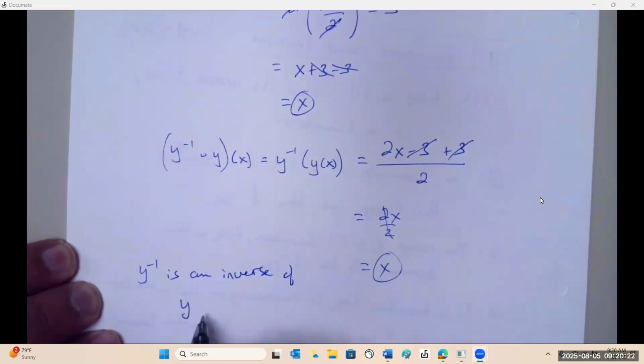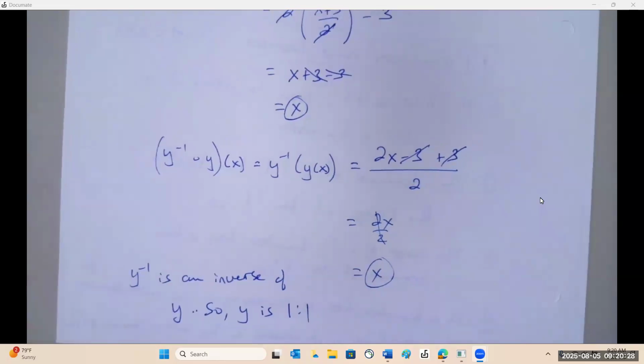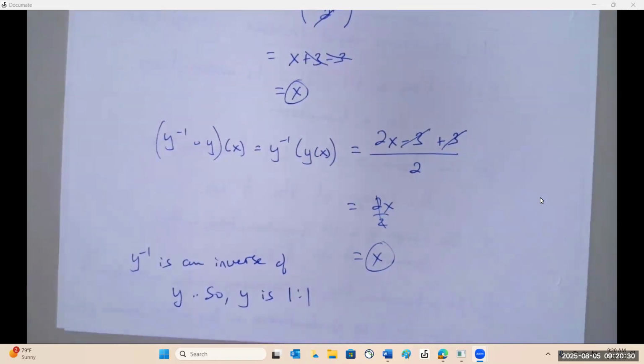It's an inverse of y. So y is 1 to 1. Since the y inverse is the inverse of the original function, that means the original function is 1 to 1.